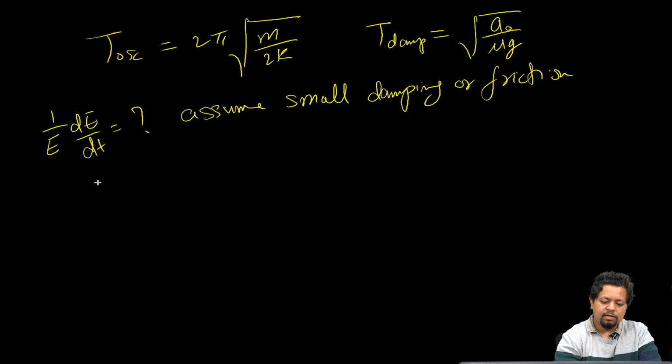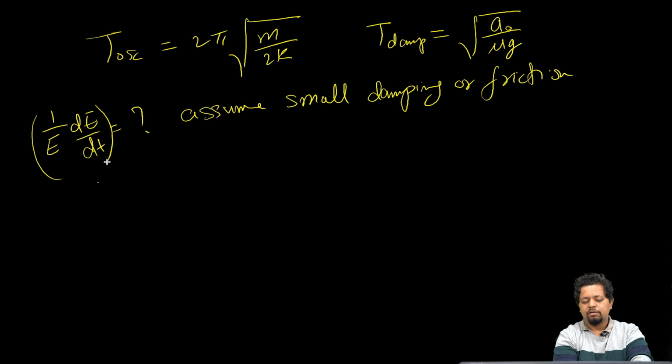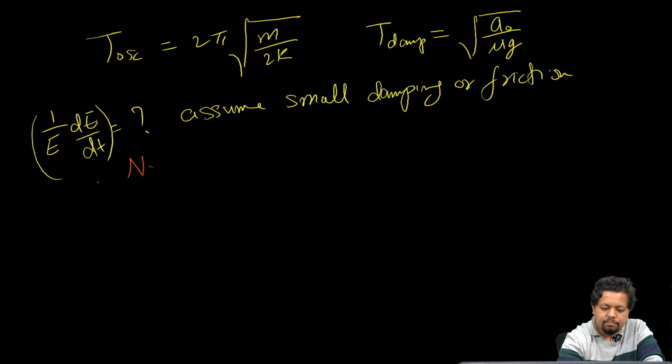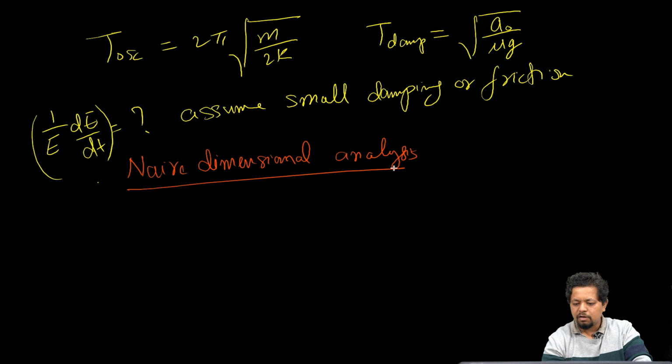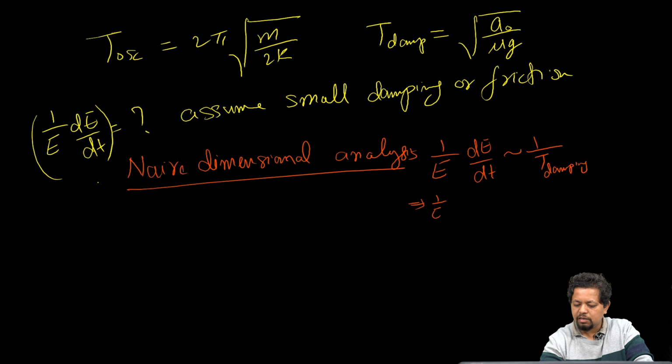Alright, so we will start with the expression 1 over E dE by dt, because it's simple in the sense that it contains only the dimension of time. So by using naive dimensional analysis, if there was no damping, energy will be constant, but because of damping, energy is changing. Naive dimensional analysis tells us, like we did in the last example of the LCR circuit, it says 1 over E dE by dt is simply of the order of 1 over T damping, which gives me the result that 1 over E dE by dt is of the order of square root of a naught by mu g.